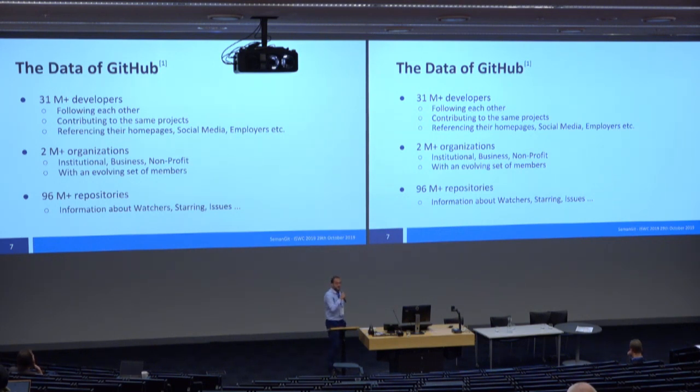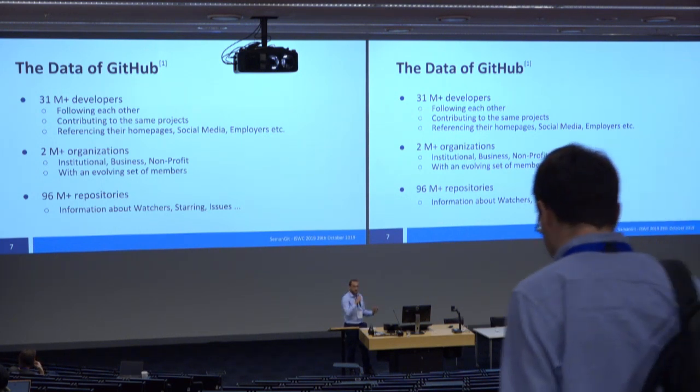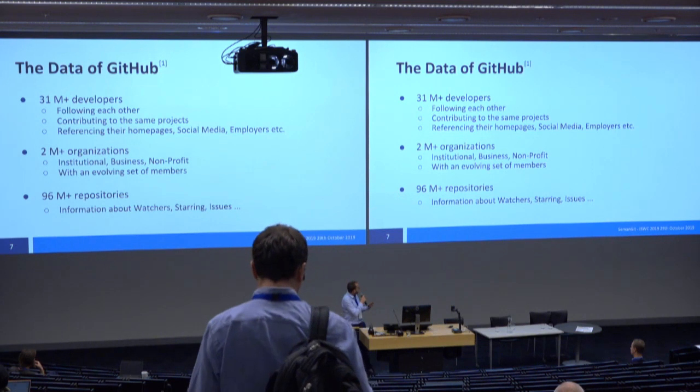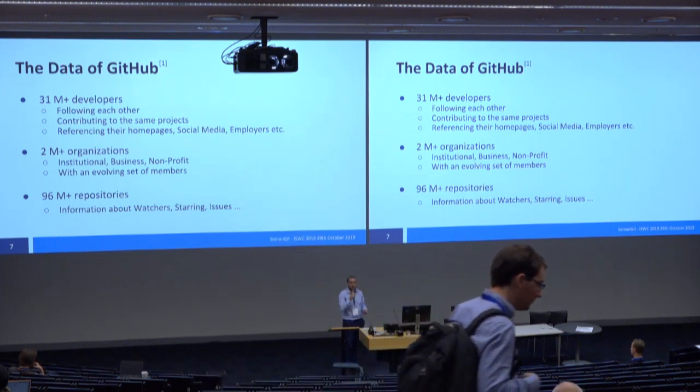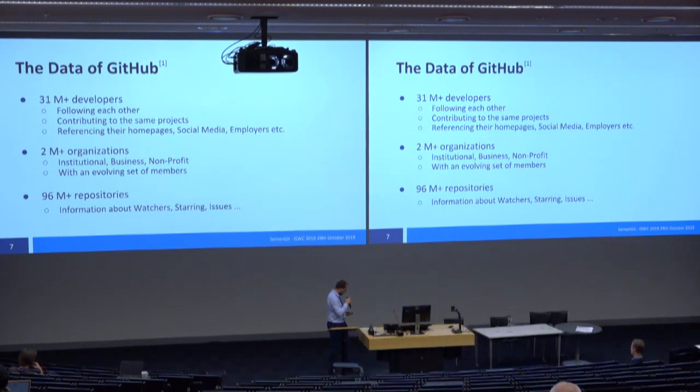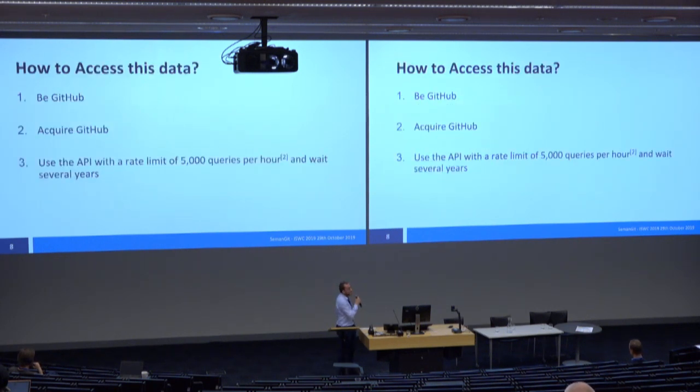And, of course, these repositories contain the code about the different projects. But they also contain information about people watching these repositories, people who have starred these repositories, and the issues related to different projects. So the thing is, how can we access this data?